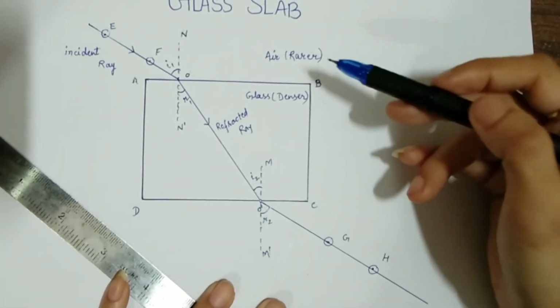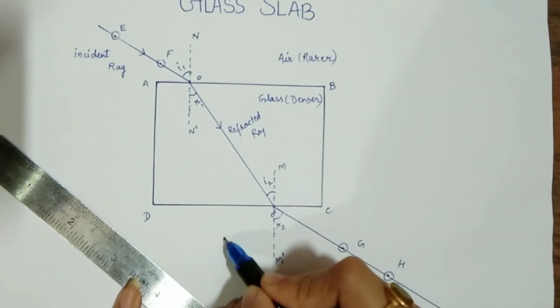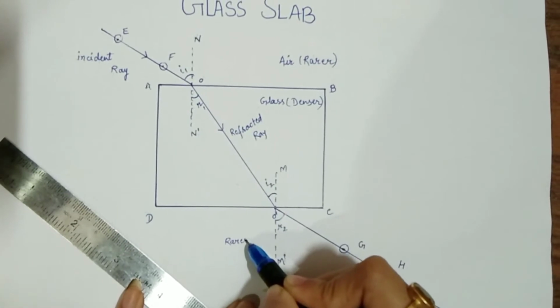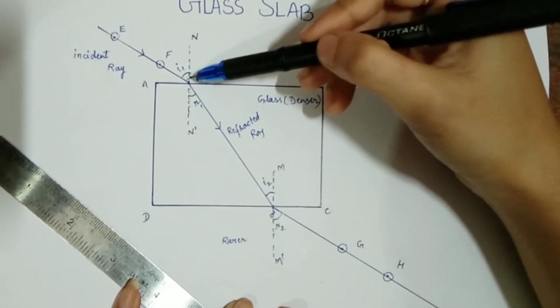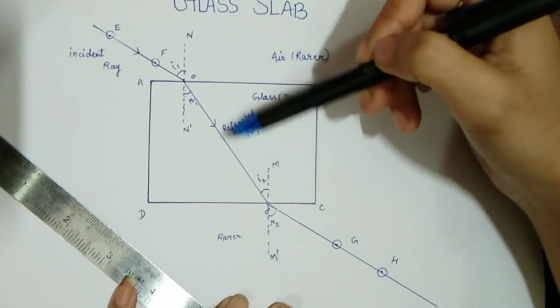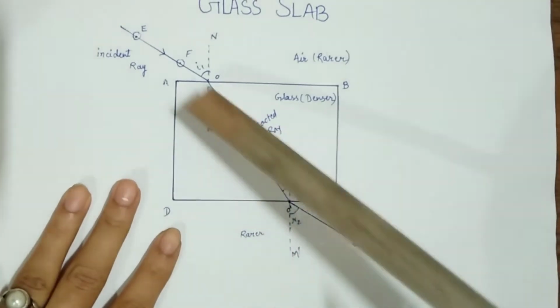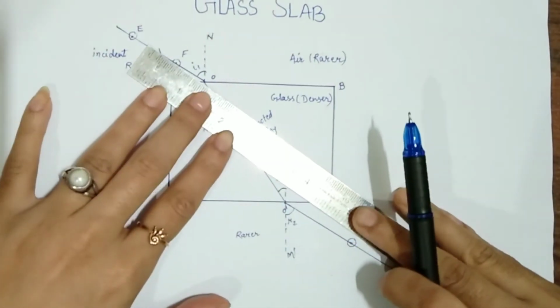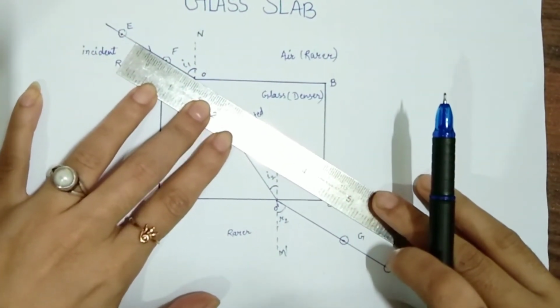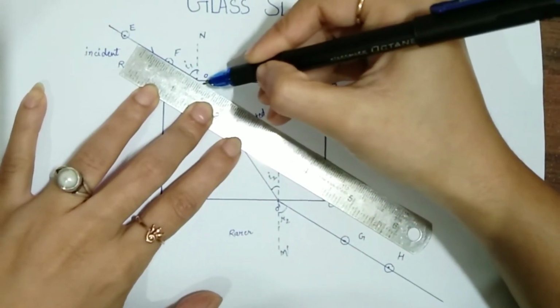So here the ray of light is moving from denser to rarer medium again. You can see that when it was moving from rarer to denser medium, it was bending towards the normal. To find it, we will just extend this first ray of incidence in a dotted line.